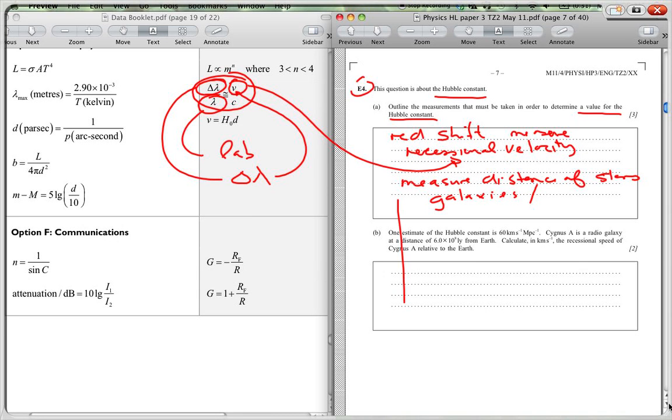And then you plot the v, the recessional speed, against the distance, and the slope of that will be your Hubble constant. It's constant because it seems to form a proportional relationship.